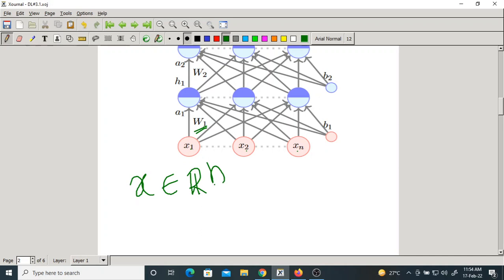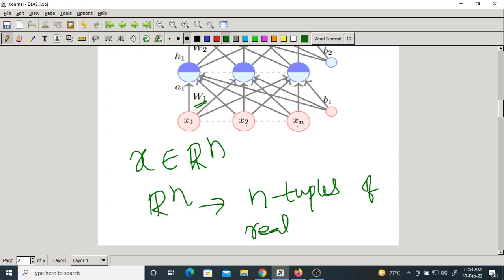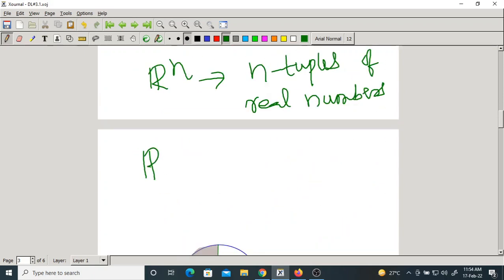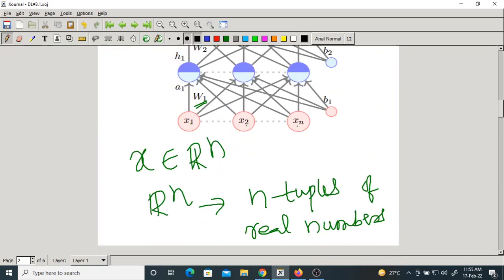Now, X belongs to Rn. Before that, what is Rn? Rn means a collection of n tuples of real numbers. Suppose I say R3, which means x1, x2, x3. Here x1 can be a real number, x2 can be a real number, and x3 can also be a real number. So you can take all possible real numbers for x1, x2, x3. So x belongs to Rn.